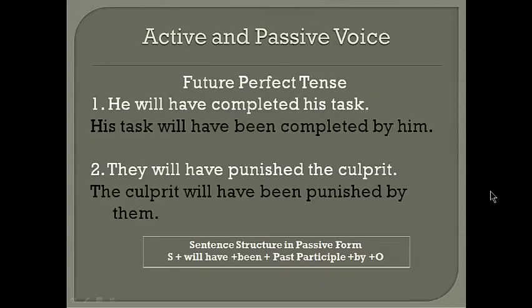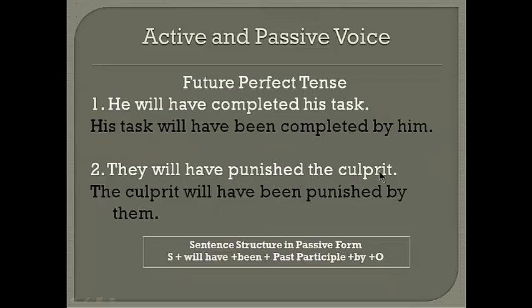Future perfect tense is also very easy. We have actually two auxiliary verbs in this tense, will and have, and the third form of the verb. Look at example number 1. He will have completed his task. His task is the object, it goes to the subject place. His task will have been. After "will have," you have to add "been" in this tense. Will have been, and then the third form or the past participle form of the verb. His task will have been completed by him.